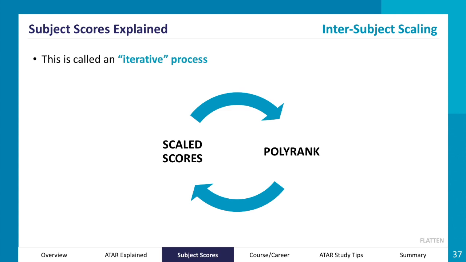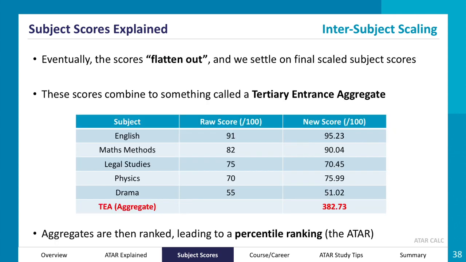This repeats until the process flattens out, essentially until there's very negligible change between rounds of scaled scores. And when this happens, we settle on a final round. Now that final round of scaled scores will be quite specific. It will go to the second decimal place. And if you add up your top 5 scaled results, you'll find something called the aggregate. So in this case, 382.73.